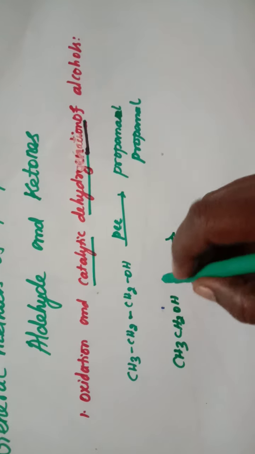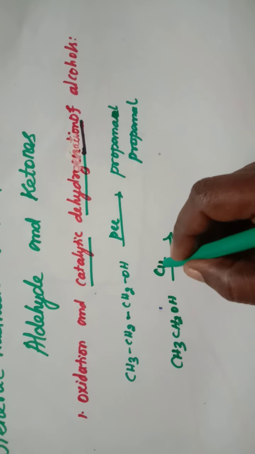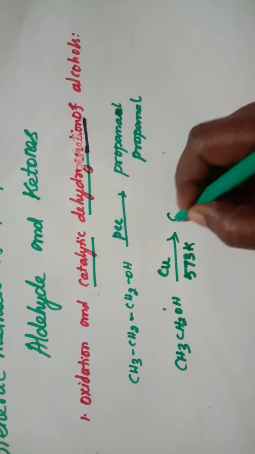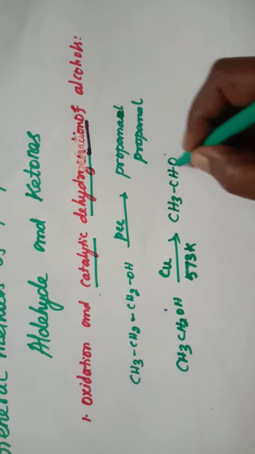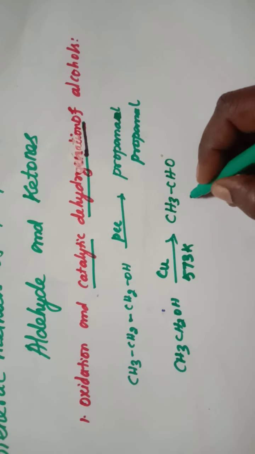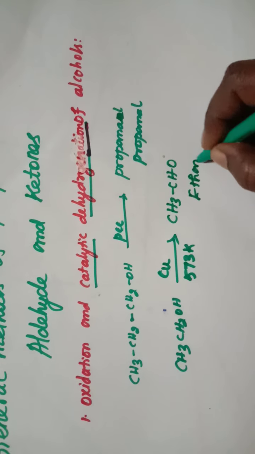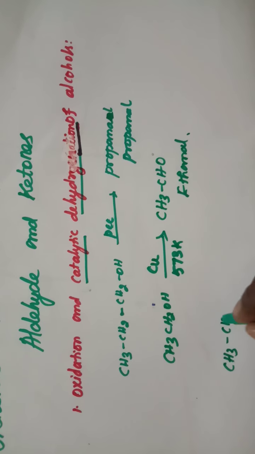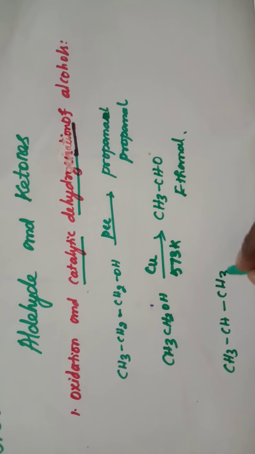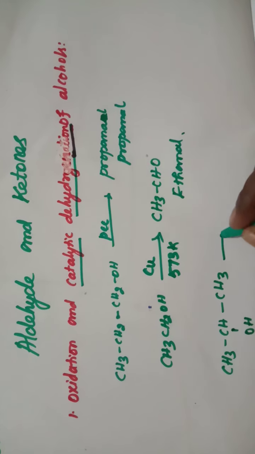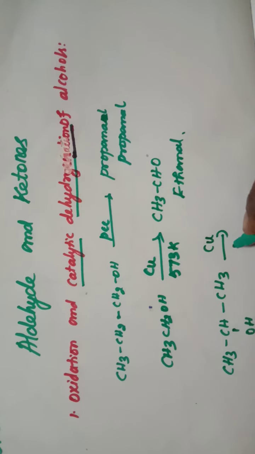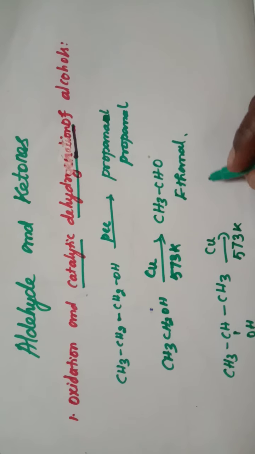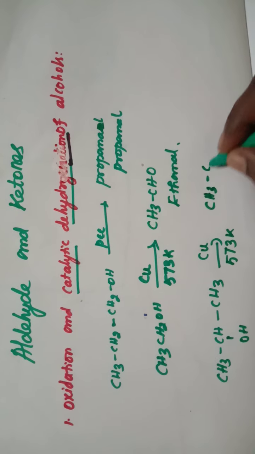vapors of ethanol, when passed over copper at 573 Kelvin, an aldehyde is formed. This is ethanal. In the same way, when the vapors of a secondary alcohol are passed over copper at 573 Kelvin, it gives a ketone, that is propanone.